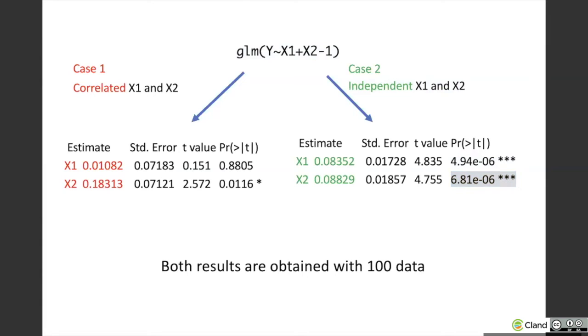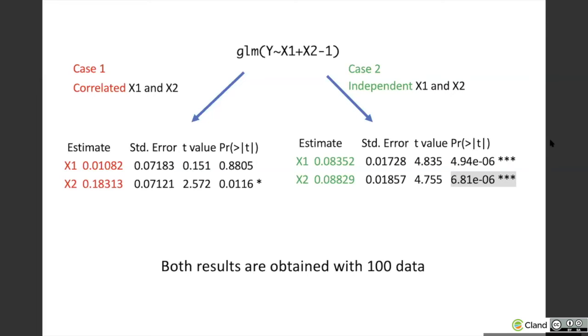I see a question. I'm not sure I understand the question. Why do X1 and X2 have the same coefficient? Here I define them like this.